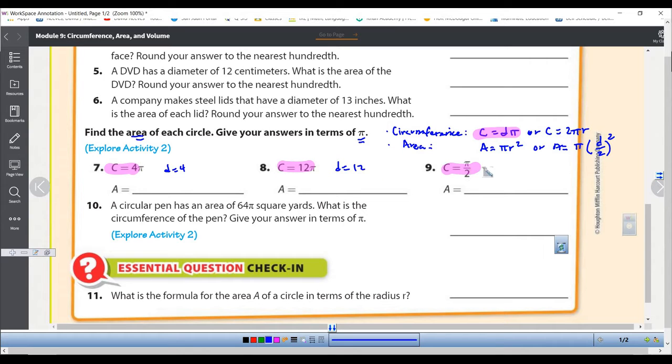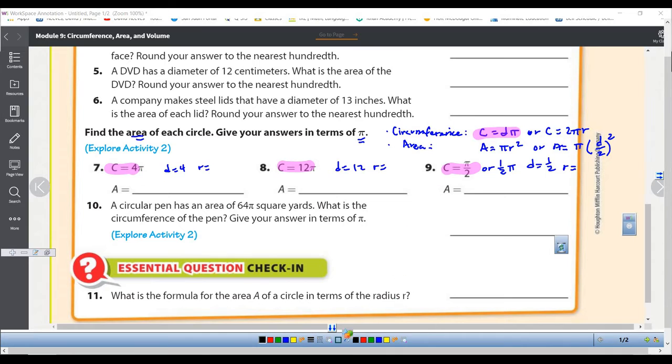This one right here is a little more tricky. But pi divided by 2 is the same as 1/2 times pi. When you divide by 2, it's the same as multiplying by half. So here the diameter is equal to 1/2. Once you know the diameter, you can find the radius, because as we talked about, the radius is just half the diameter.